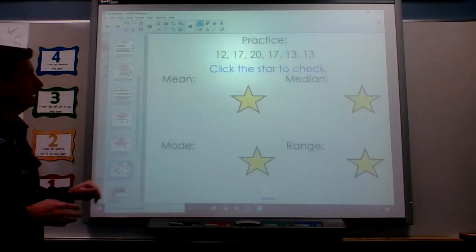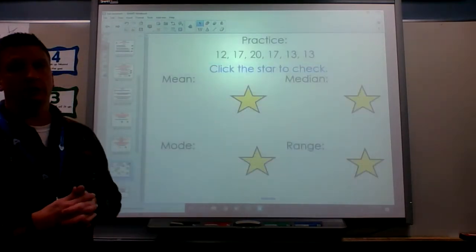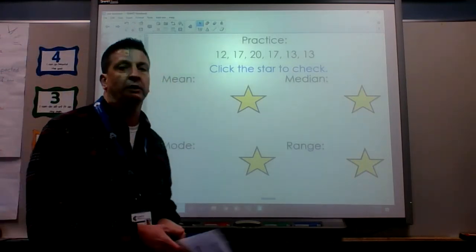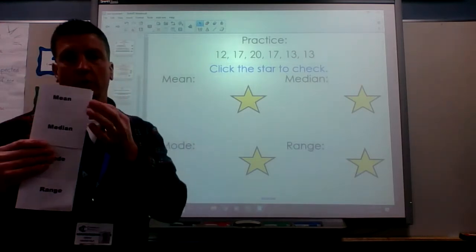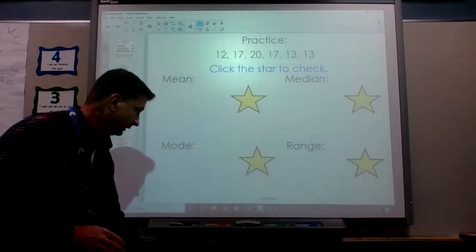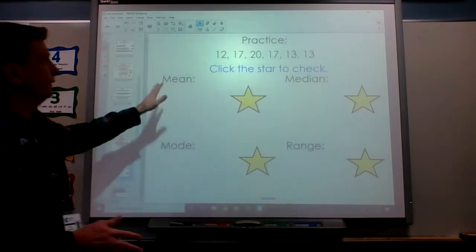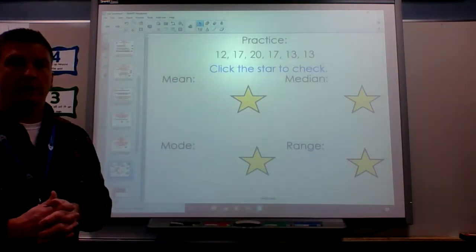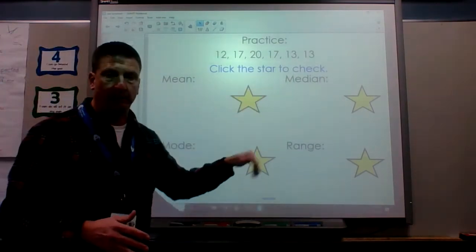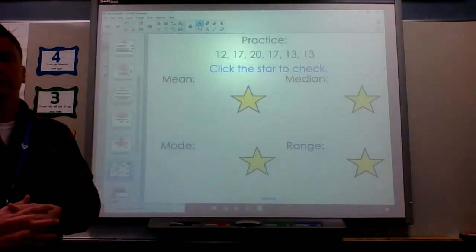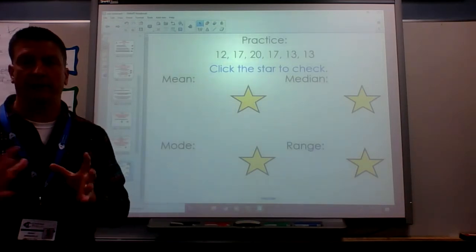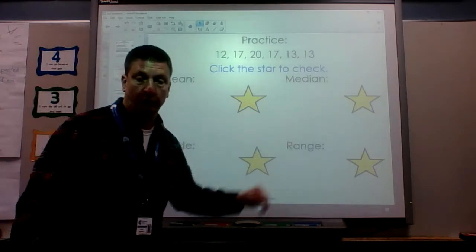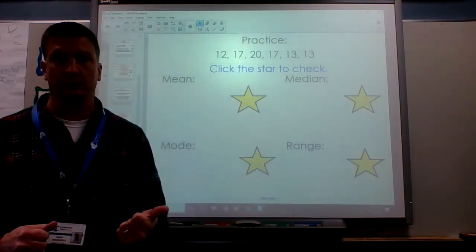So today on your assignment, you're going to be asked to practice these. And if you get stuck and you forget how to find those, refer to your foldable from yesterday to give you some guidance. So we have to find the mean, the median, the mode, and the range of this set of data. Now you can work them out in order, or some kids like to try to find the ones that they find simpler first, like the range, where you're just subtracting the largest and the smallest.